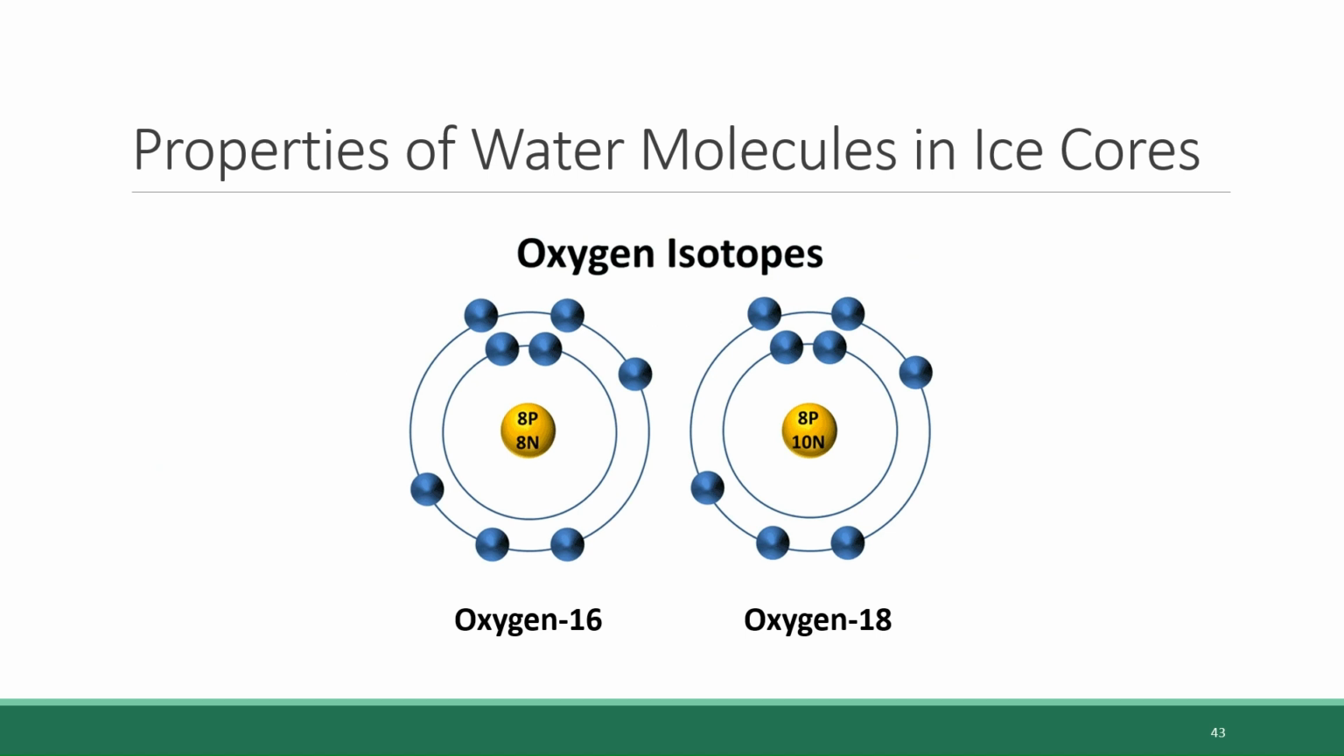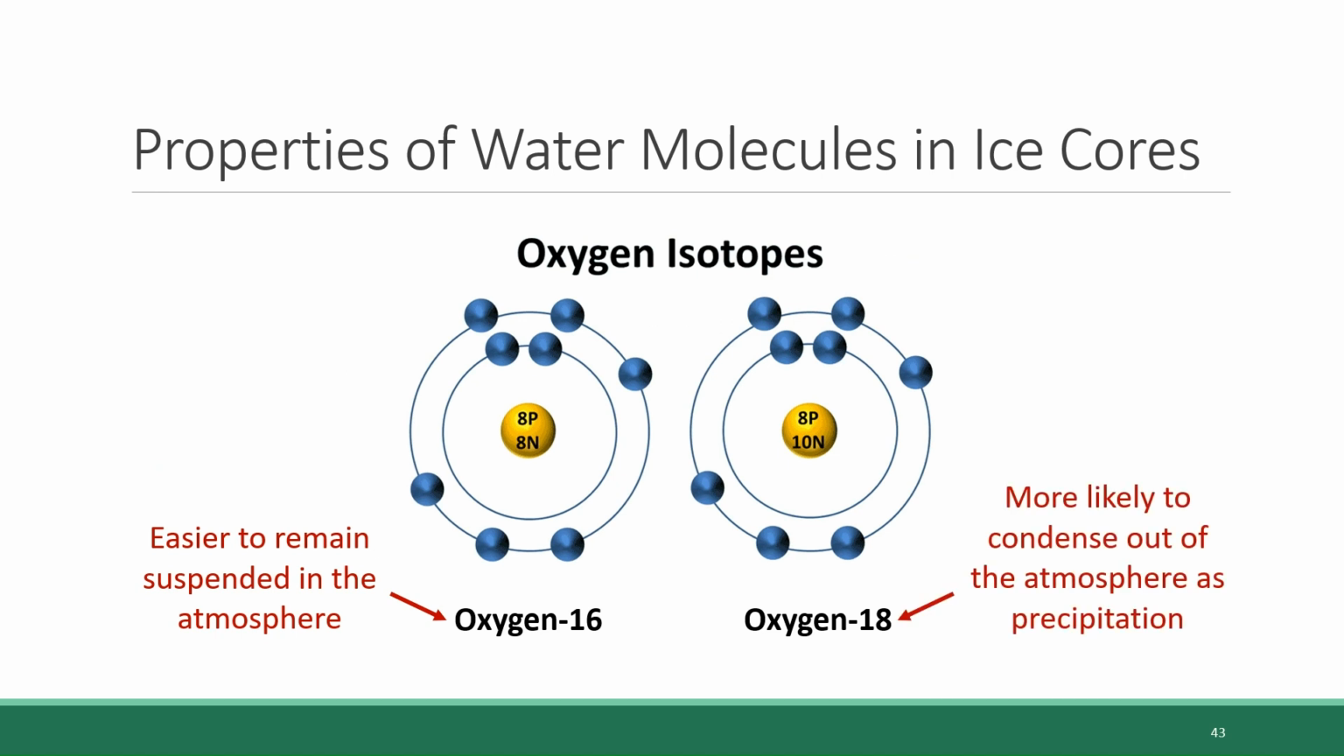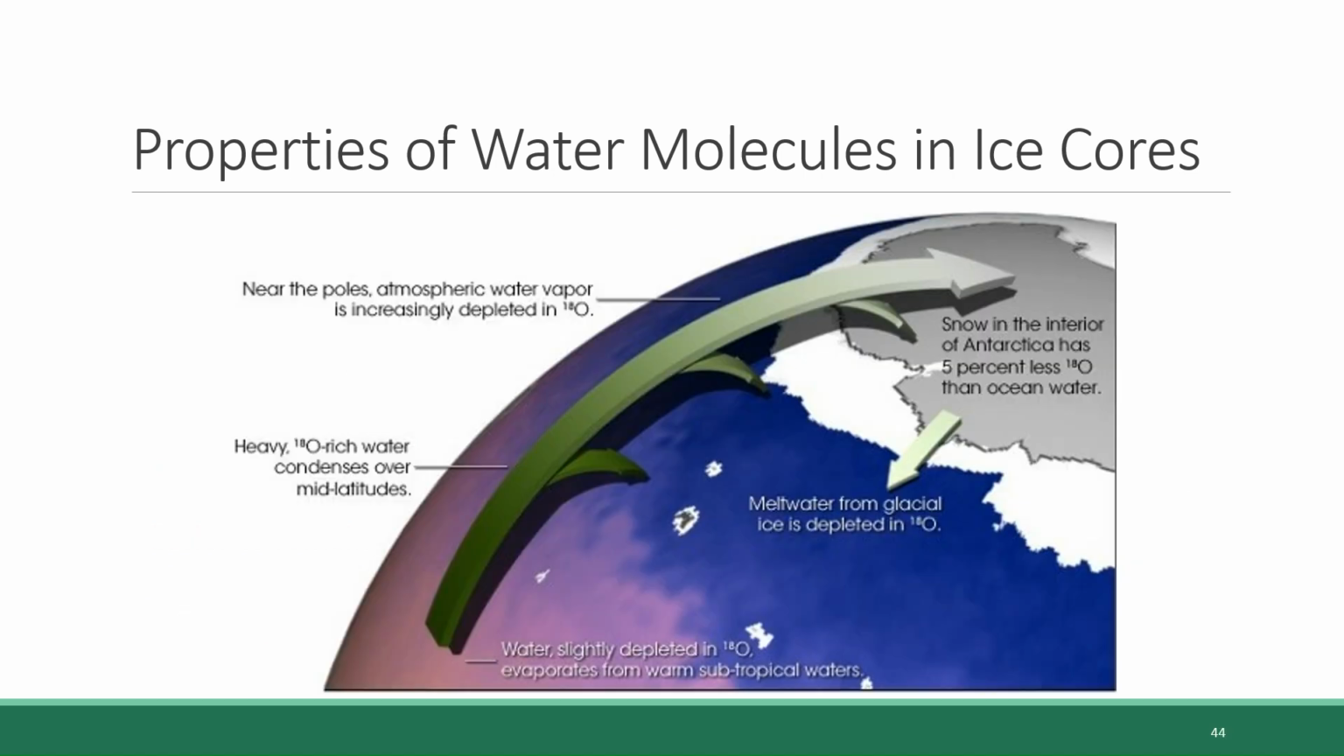And this difference in weight affects the way that the water molecules containing these different isotopes behave in the atmosphere. In the case of oxygen 16, which is lighter weight, water molecules that have this isotope of oxygen more easily remain suspended in the atmosphere as water vapor because they aren't as heavy. By comparison, water molecules containing the oxygen 18 isotope are more likely to condense out of the atmosphere as precipitation because they are heavier.